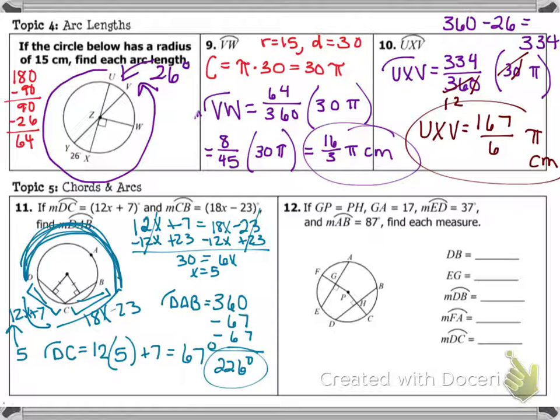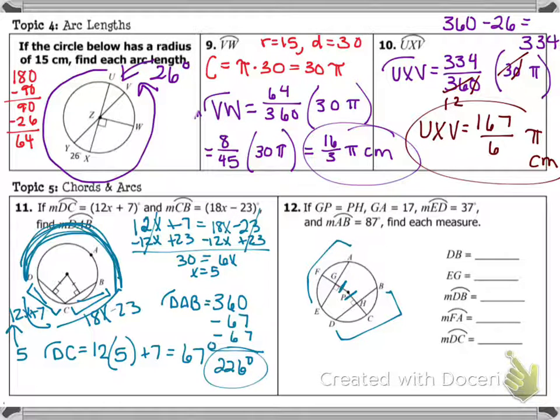Number 12. If GP equals PH, hey, those are my initials. I can't just read it and not look at the diagram. G to P, where is that? Oh, it's right here. Okay, if that's equal to PH, why is that so important? Because now we know that the chord DB must be congruent to the chord EA.